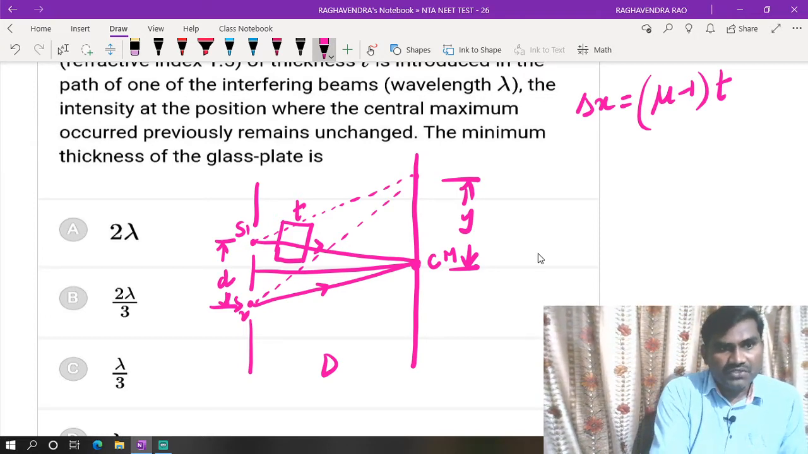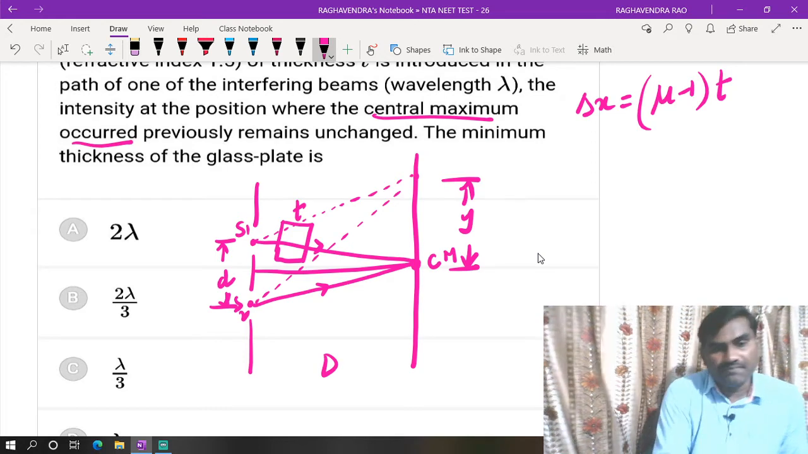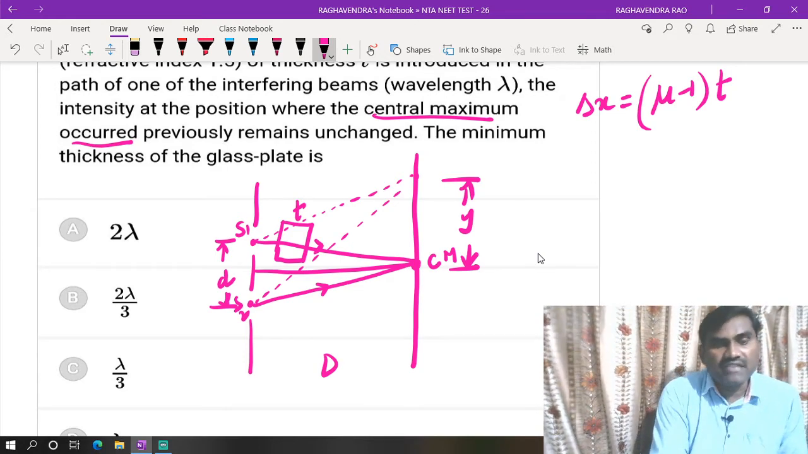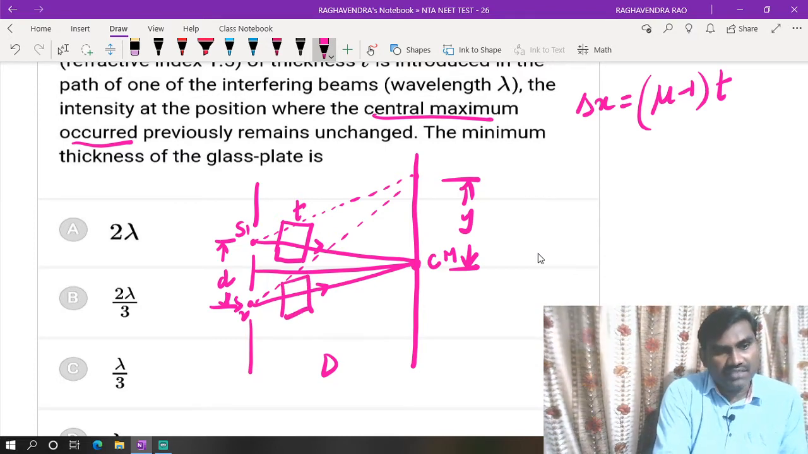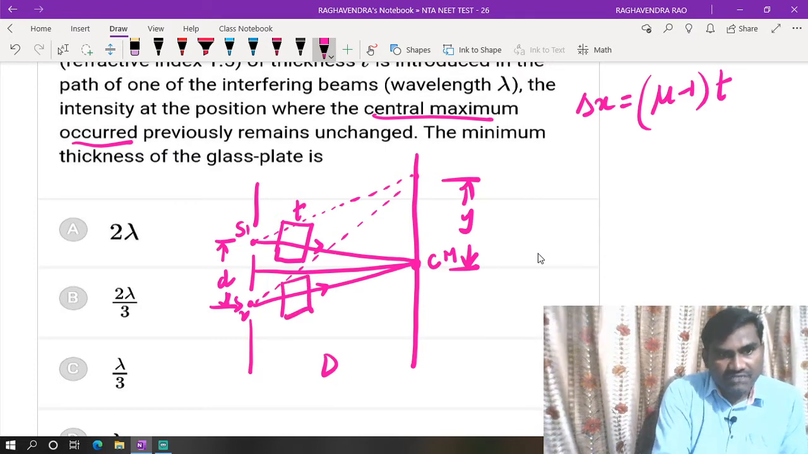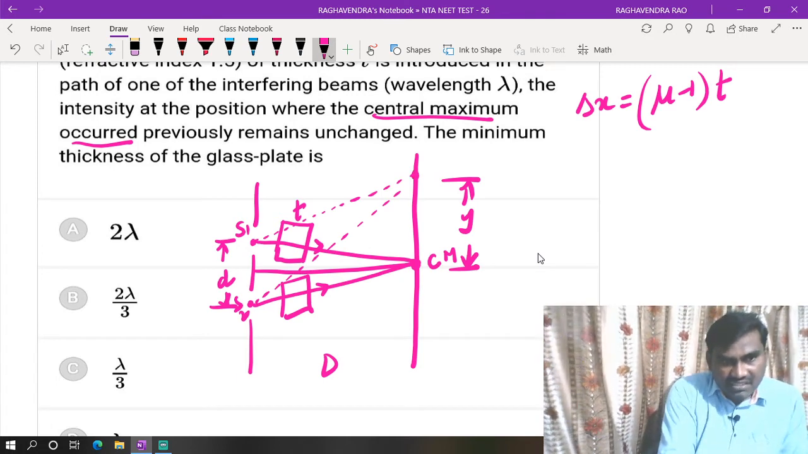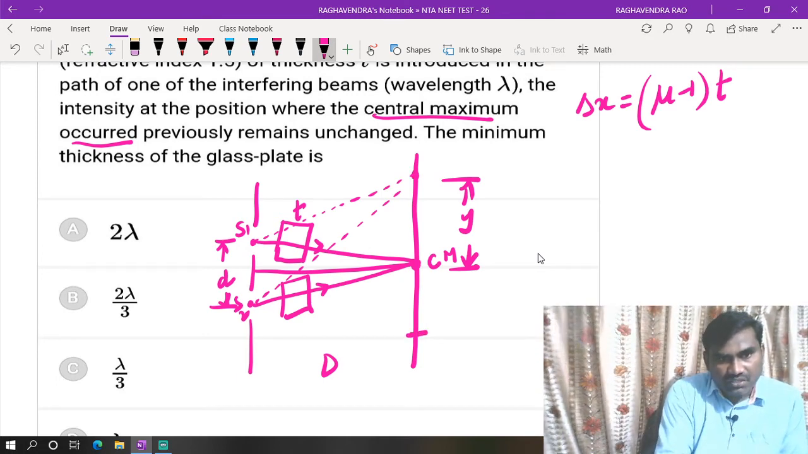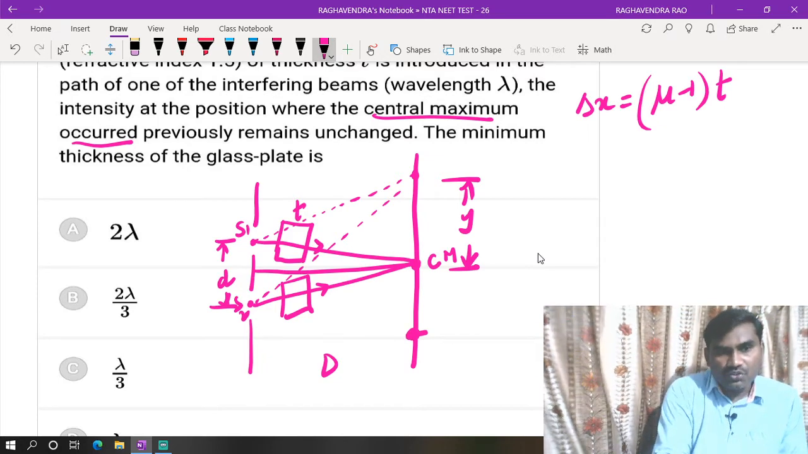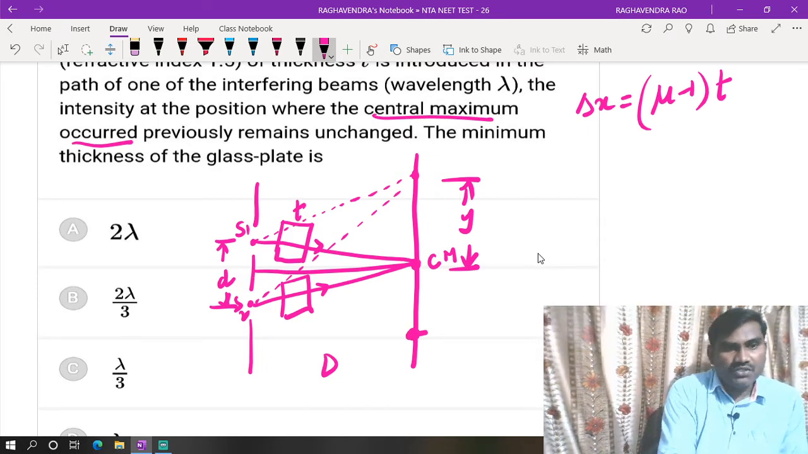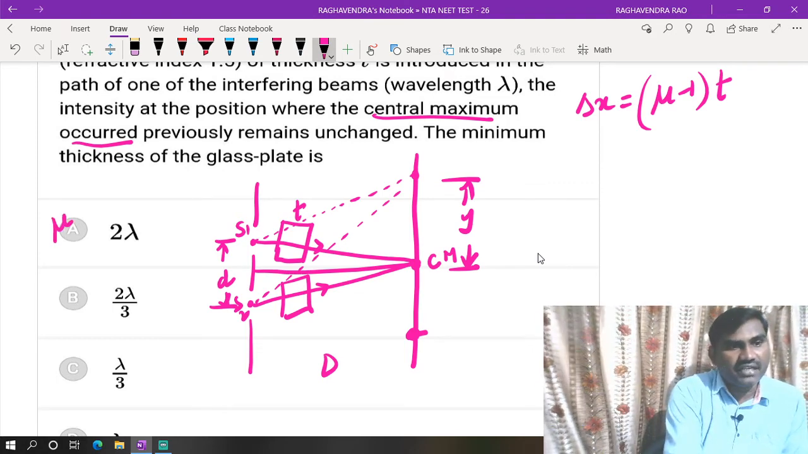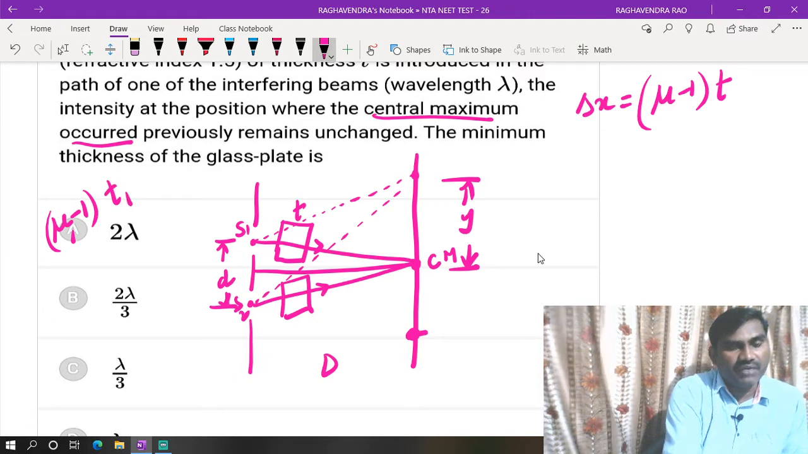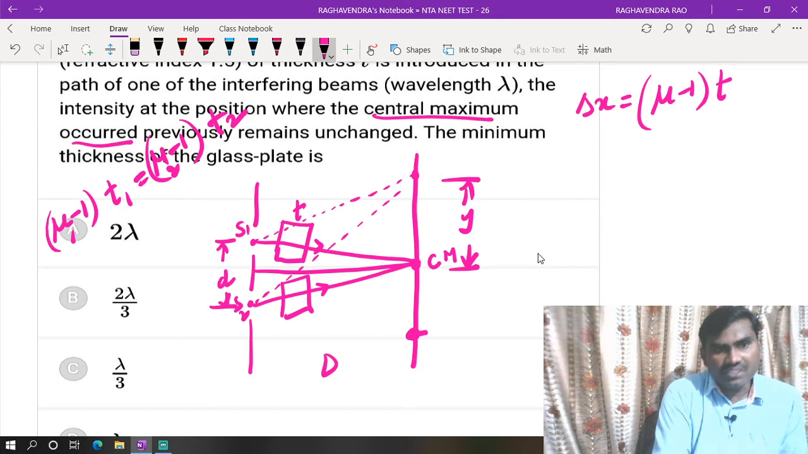So the central maximum is not shifted. There is another case also. When you place another glass plate in the other path of the ray, the central maximum shifts towards this position, because of this glass slab. To keep the central maximum the same, the path difference because of this and because of this should be the same. In that case, we can write (mu1 minus 1) t1 is equal to (mu2 minus 1) t2. So this is the other condition.